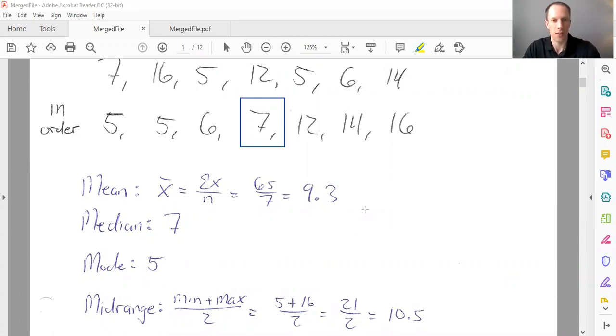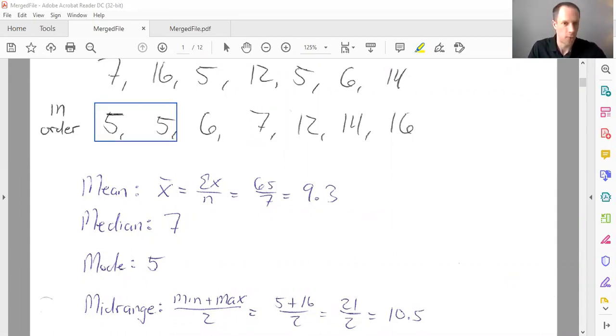The mode is the most common value. Notice the number 5 shows up twice. Nobody else shows up 2 or more times, so the mode is 5. Now the mode, if you notice, doesn't really describe the center of the data set very well in this case. Sometimes the mode describes the center of the data set, sometimes it doesn't.